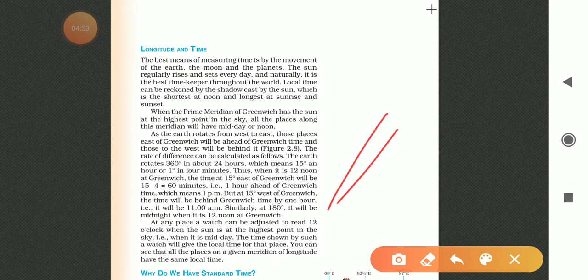But at 15 degrees west of Greenwich, the time will be behind Greenwich time by an hour. That is, it will be 11 a.m. Similarly, at 180 degree, it will be midnight when it is 12 noon at Greenwich.